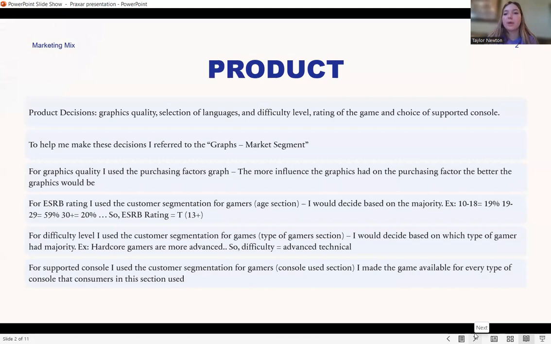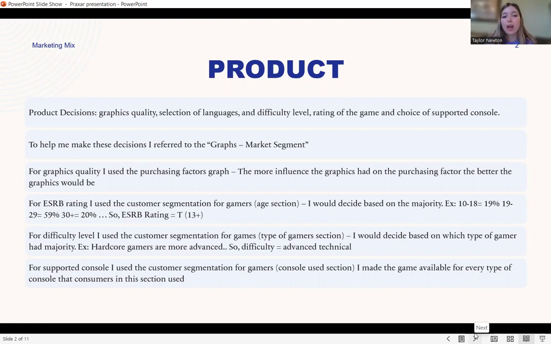To start, I will be presenting to you the marketing mix. The first P in the marketing mix I will be talking to you about is product. For product, I had multiple different decisions to make in my video game simulation, such as graphics quality, selection of languages, difficulty level, rating of the game, and choice of supported console. To help me make these decisions, I referred to the graphs market segment.